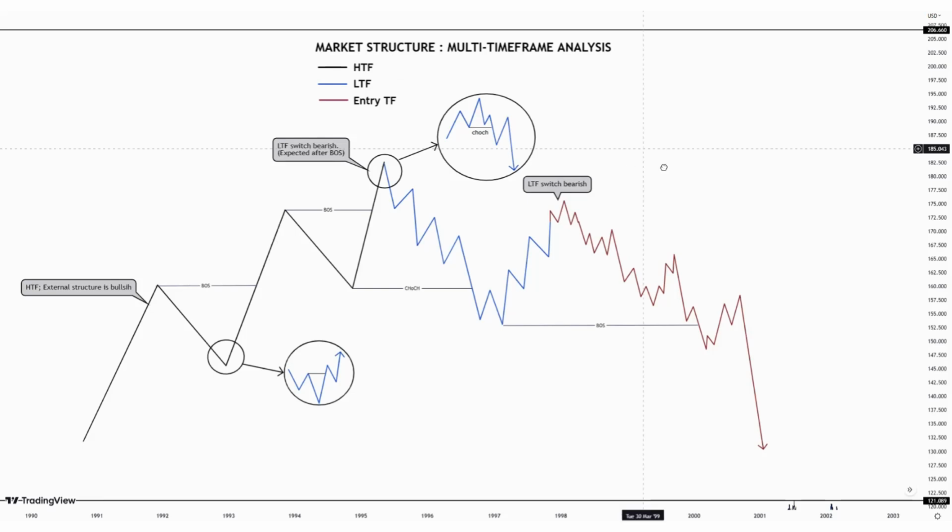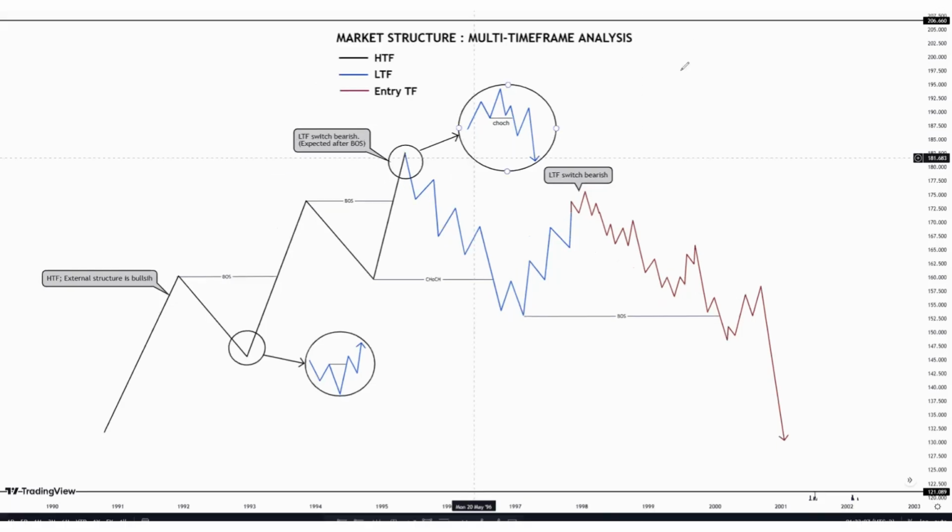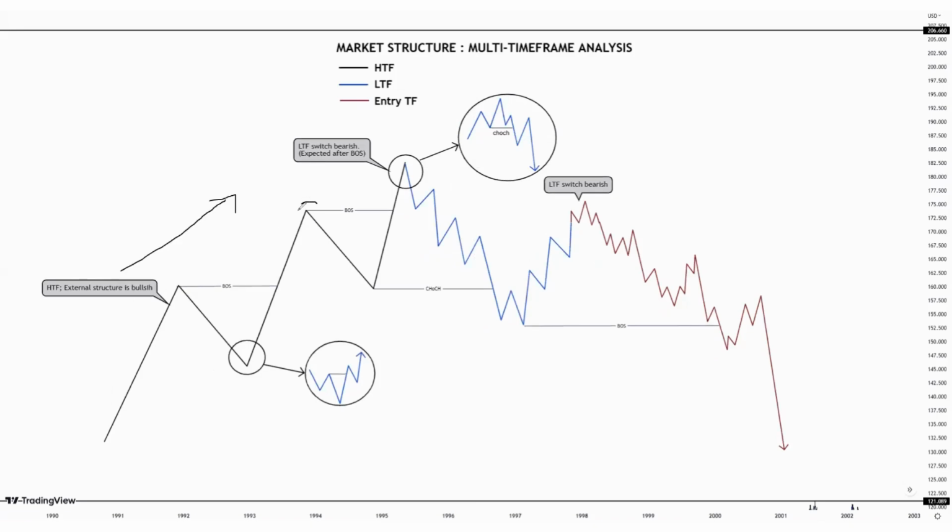Okay, so the overall trend is bullish, right? So in these areas, the internal structure is switching bullish, bearish. So in these areas, all these areas we have this here, right? So this is a lower time frame.